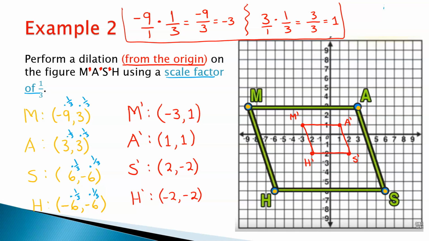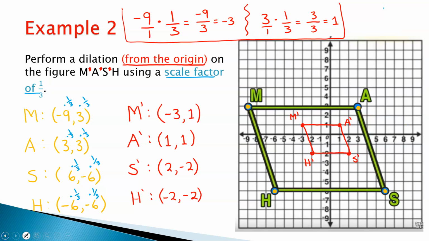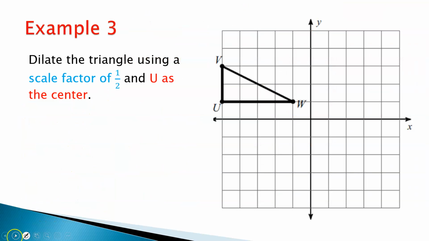What's the other type of dilation? Oh, and sorry, one last thing. When you're dilating from the origin, again, all you need is take the pre-image, take those coordinates, and multiply by your scale factor. So what happens when the center of the dilation isn't the origin? Take a look at example number 3 and example number 4.